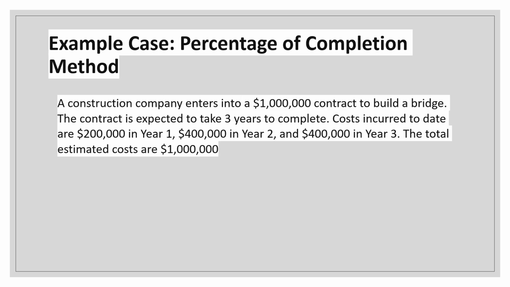We can now start to look at an example, percentage of completion method. A construction company enters into a $1 million contract to build a bridge. The contract is expected to take 3 years to complete. Costs incurred to date are $200,000 in year 1, $400,000 in year 2, and $400,000 in year 3. The total estimated costs are $1 million.